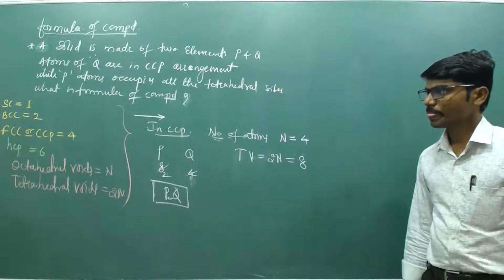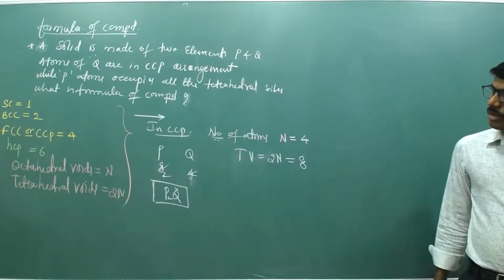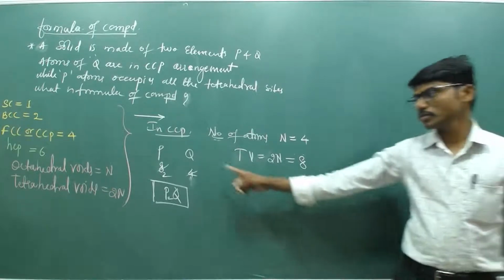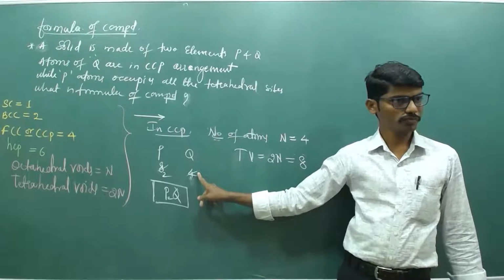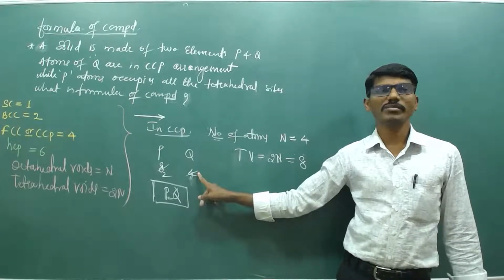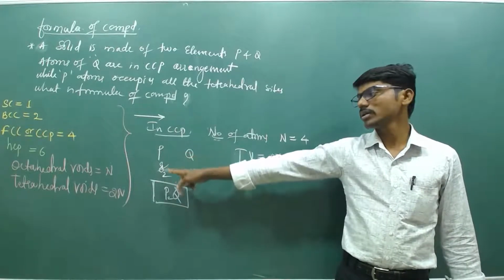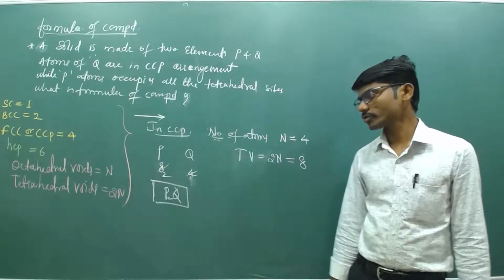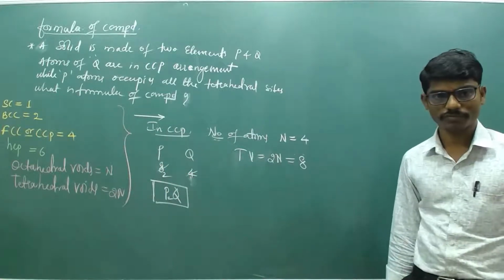Atoms of Q are in CCP arrangement, so therefore I have written it is 4. Tetrahedral void is nothing but 8. So P occupies all the tetrahedral voids, therefore it is 8. 8 is to 4 ratio. P to Q is the formula.